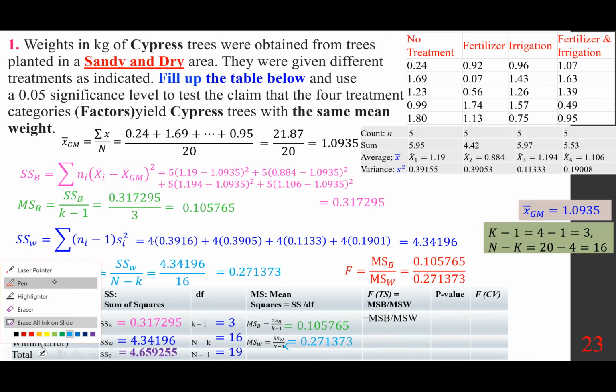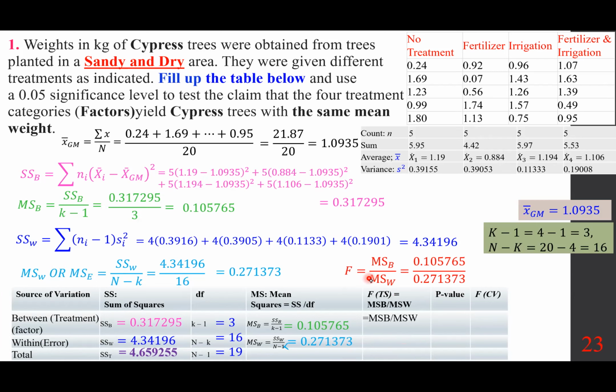Now, as far as the F is concerned, it is the ratio of these two numbers. And in essence, this is the standard deviation, so is this one. The standard deviation between treatments, standard deviation within treatments. And it's 0.3897, you put it here. As far as the p-value and the critical value for F, when we use the technology, this table is given to us. First, I wanted you to have an idea how it's calculated.